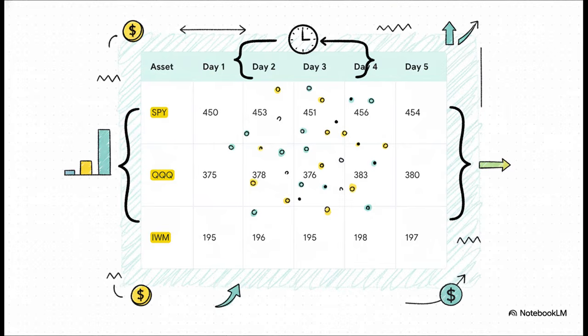So take a look at this. This matrix perfectly captures the prices of our 3 assets over a 5-day period. Each row is a different asset: SPY, QQQ, IWM. And each column? That's a different day. All that crucial information is sitting right there in one clean, structured object, ready to go.